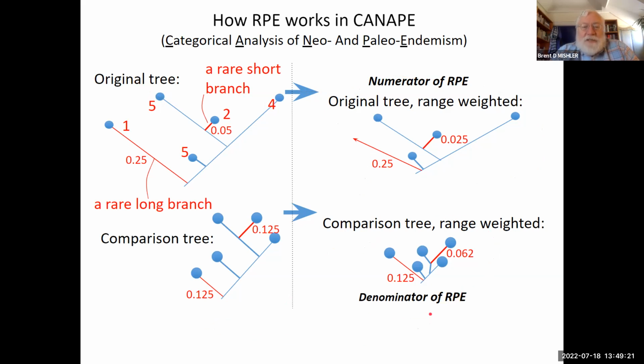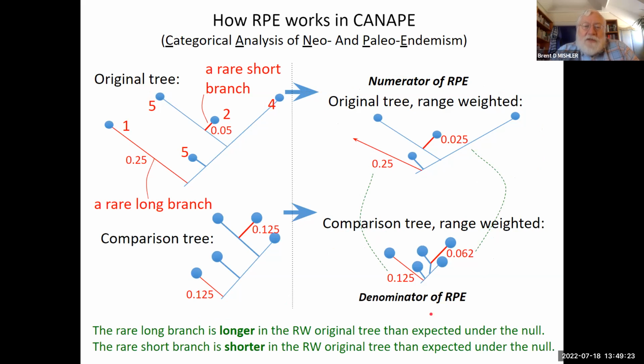And then next slide. The key thing to note here is that the long branch in the original data is longer on the original tree than it is on the comparison tree. Whereas the rare short branch taxon, which was in the original data, is longer in the range weighted version of the comparison tree. So if you have enough of these together to lend significance in the randomization, you're going to be able to pick out locations where there are rare short and long branches.